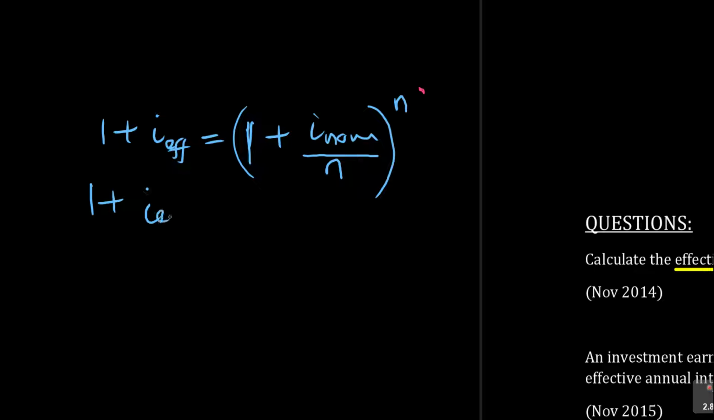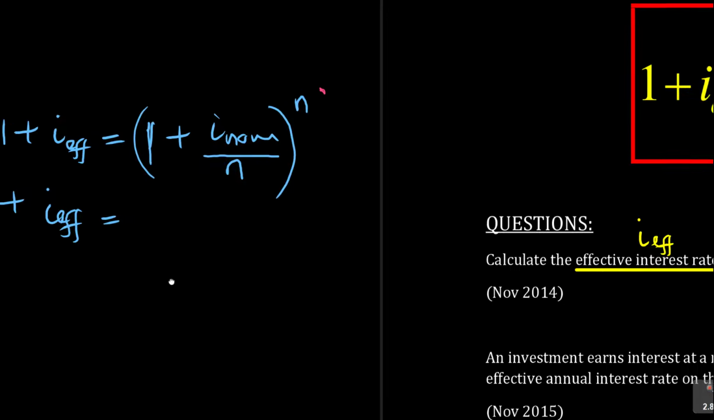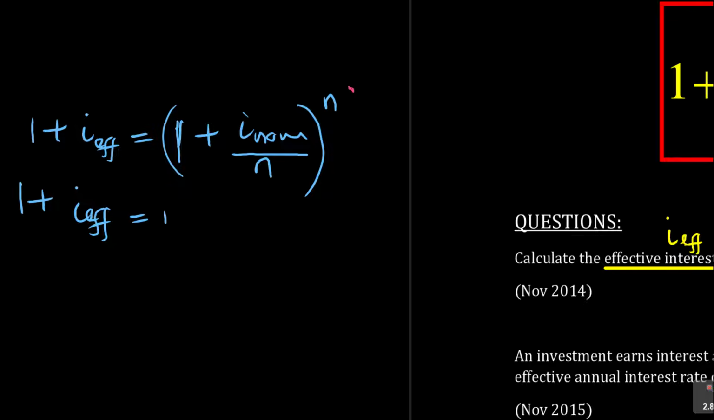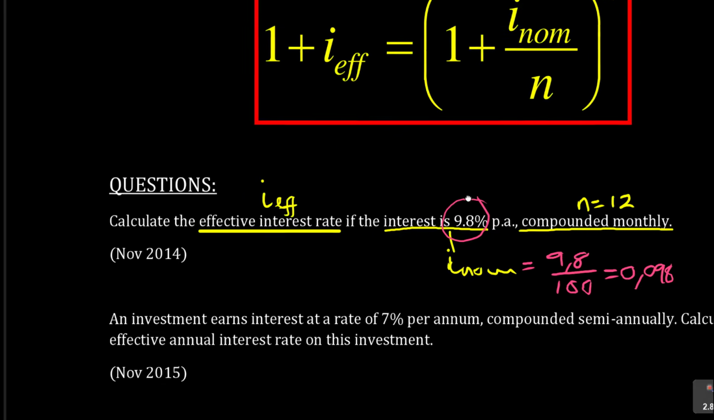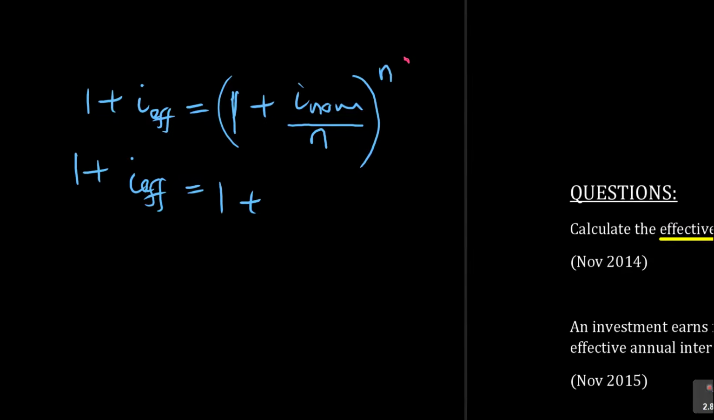My 1 plus I_EFF, which is what we are looking for from that, because we are calculating the effective interest rate. That's what we don't know. Then it is equal to 1 plus I_nom. Actually, we now know what our I_nom is, which is what we wrote here as 0,098.